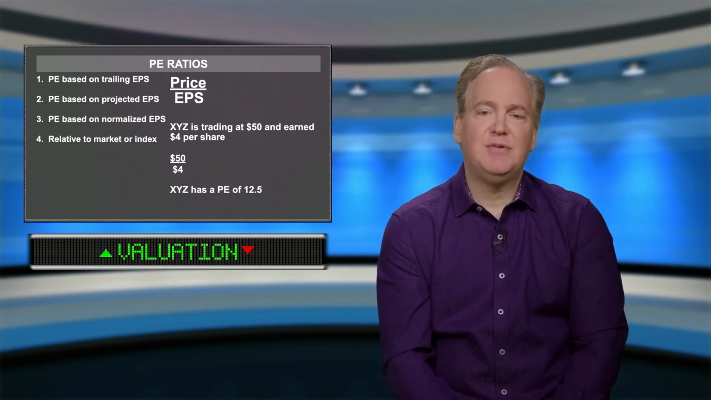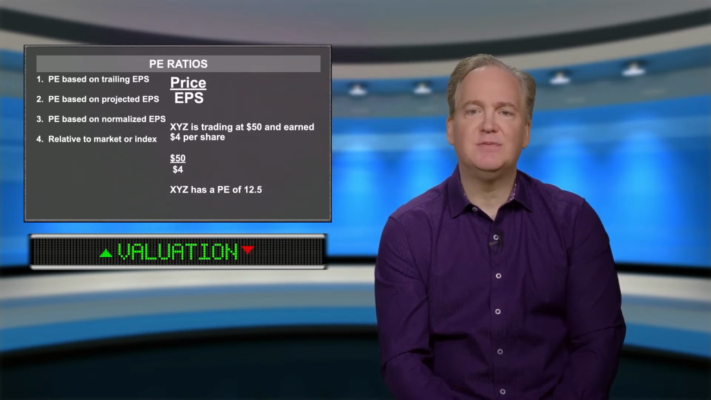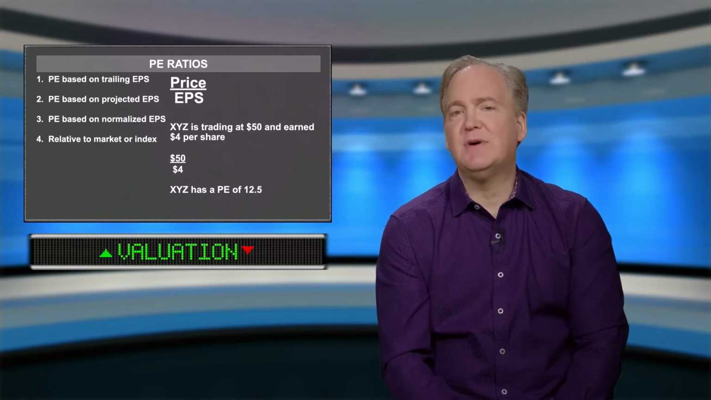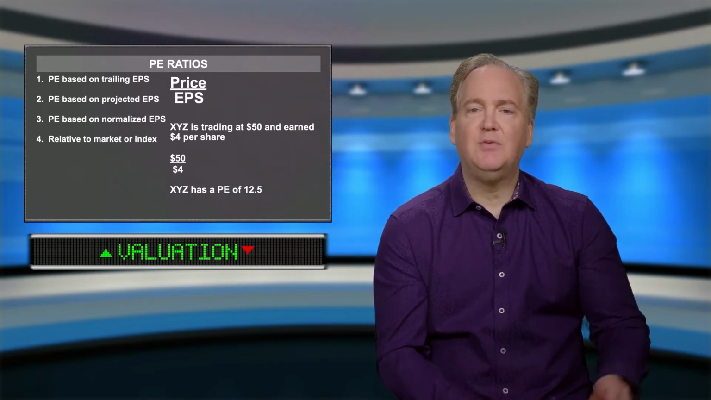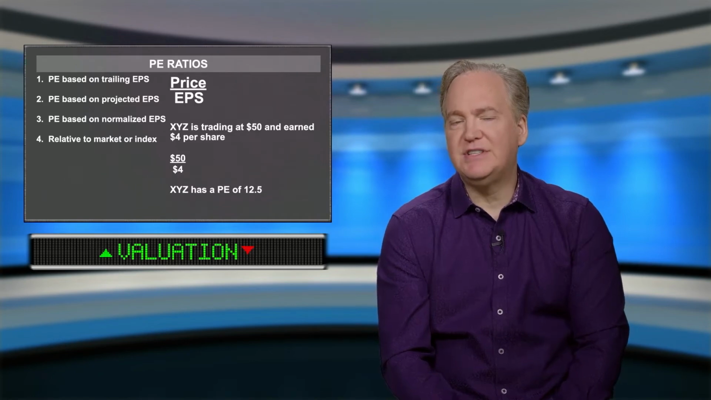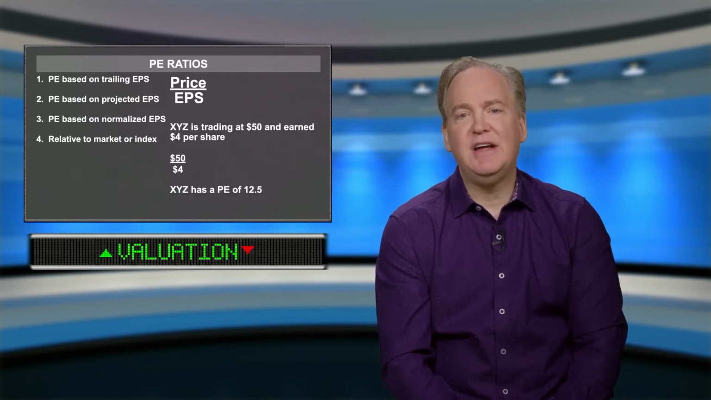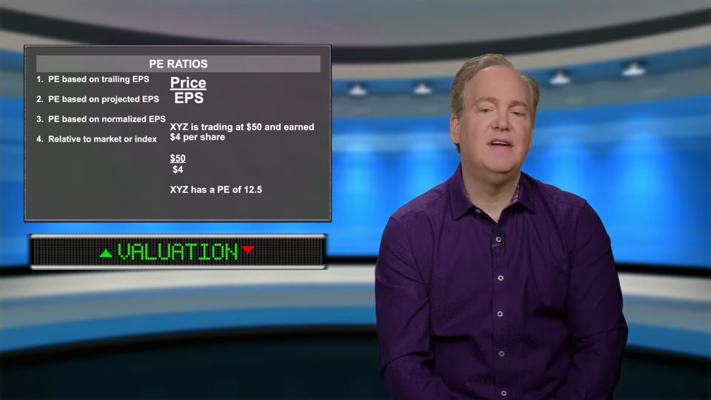Now here we have an example of XYZ trading at $50 per share, and the earnings per share for XYZ are $4. Working through the PE ratio calculation, we see that the stock is trading at a PE of 12.5. Now, there are a number of ways you could be asked to calculate the PE ratio, and sometimes they will give you different pieces of information. In our previous example, it was very simple because they gave you the price and the earnings per share, but they could give you different data and ask you to work through the calculation accordingly.